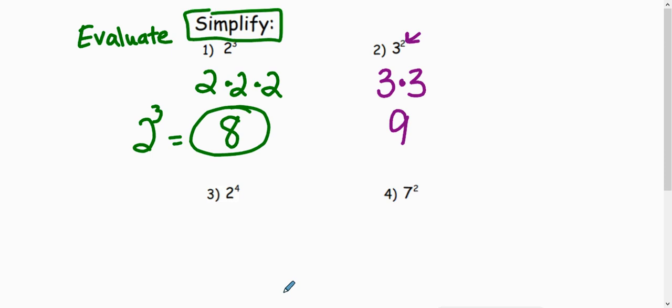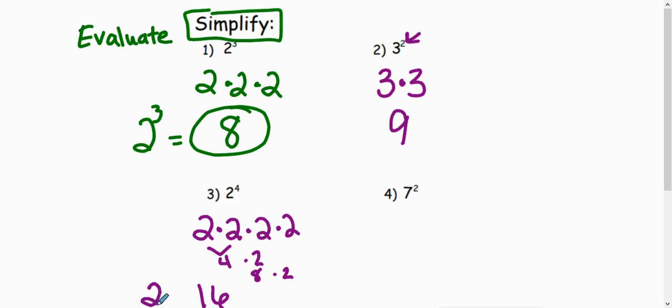Let's try number 3. What's my base? It's 2. Now what's my exponent? 4. So I'm going to multiply my base of 2 how many times? 4. 2 times 2 times 2 times 2. 4 times. So 2 times 2 is 4, times 2 is 8, and times 2 is 16. So 2 to the fourth power is 16.